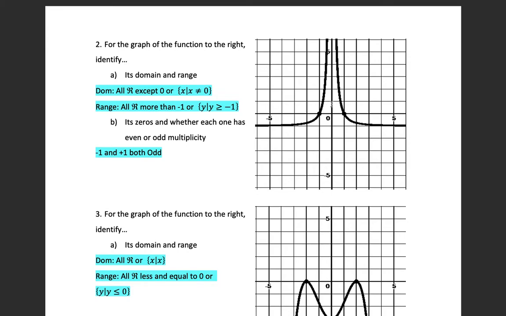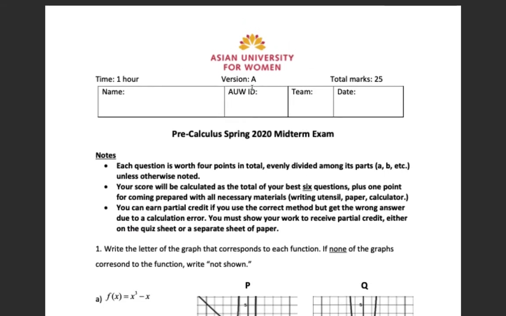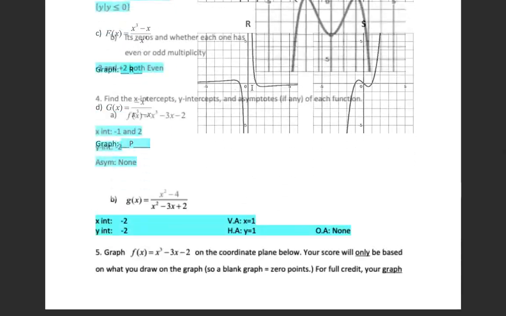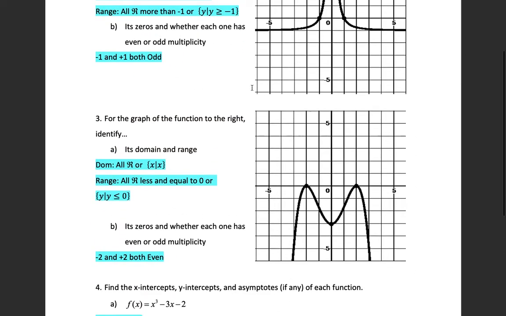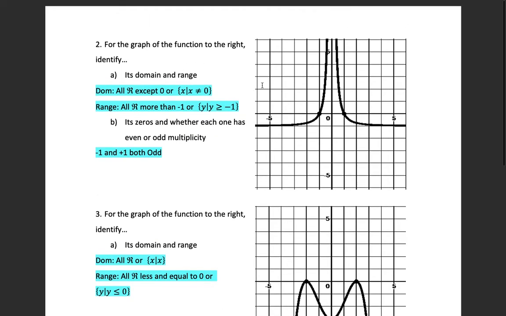So this figure is given. Let me recheck which version. This is version A. So this is question number 2, version A. From this figure, for the graph of the function given to the right, identify the domain and range.